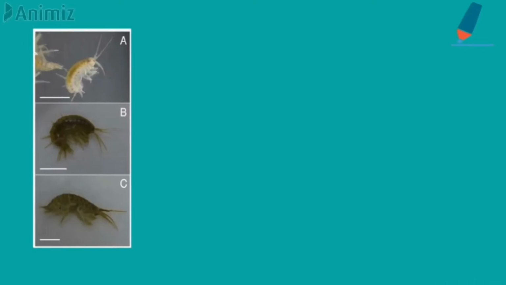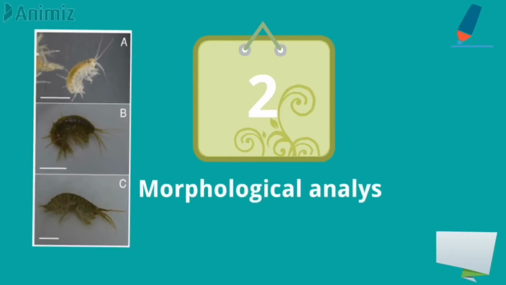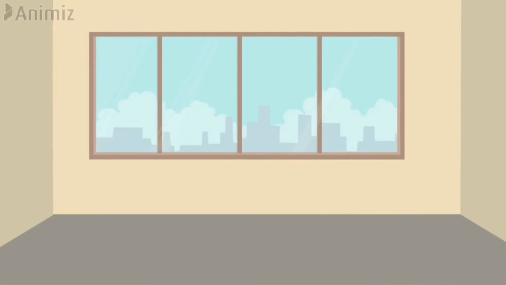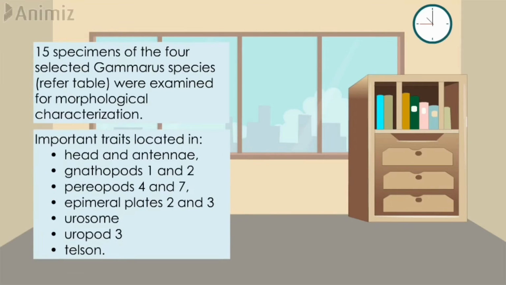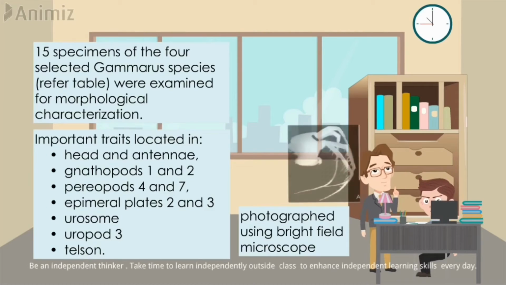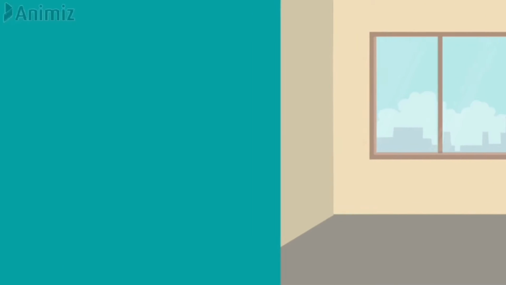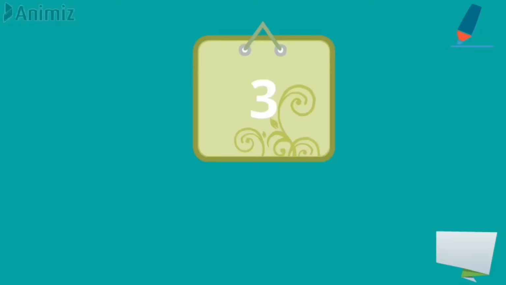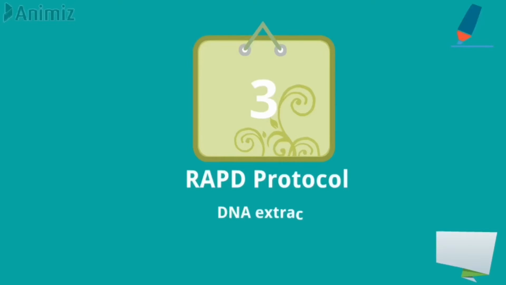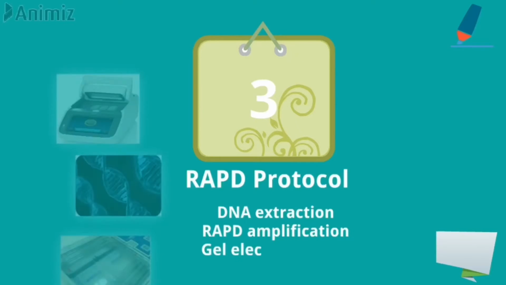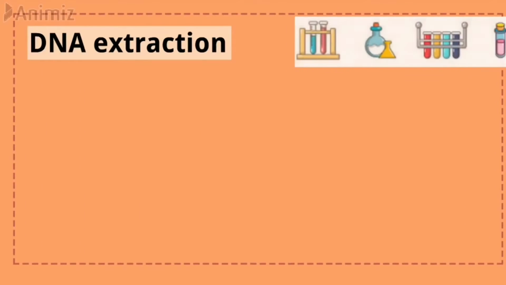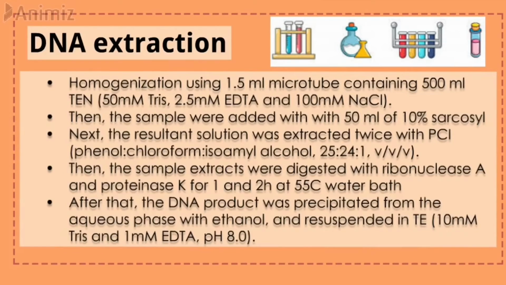Next is the second stage of this experiment, which is morphological analysis that involved 15 specimens from selected Gammarus species, with a few important traits such as head and antenna, which were further photographed using a bright-field microscope. And the last is the RAPD protocol that involved 3 different processes. The first process is DNA extraction, which was performed using a conventional extraction method.